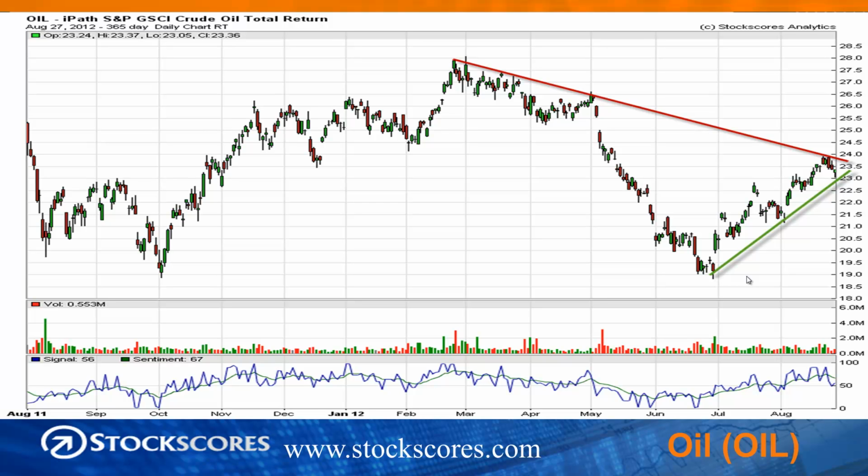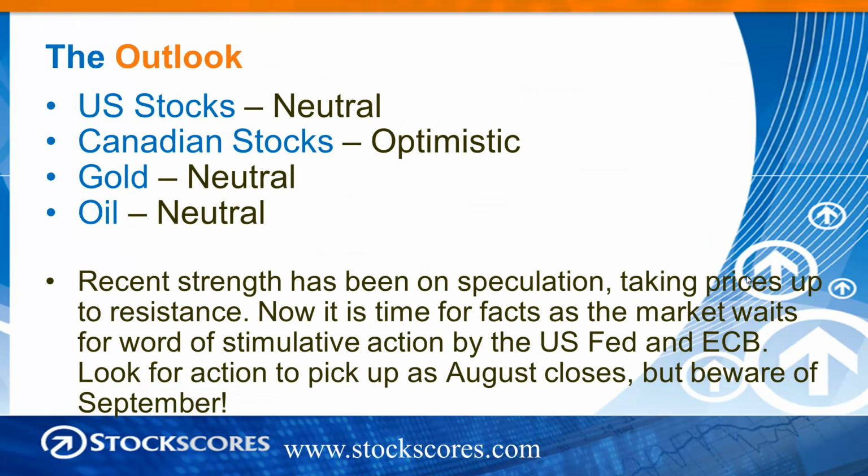We've been regressing back up to the downward trend line, which we hit last week, and that is resistance for the market, and I expect that we're going to need some solid economic numbers, perhaps weakness in the US dollar, for this market to break that downward trend line. So I am neutral on US stocks, gold, and oil. I am somewhat optimistic on Canadian stocks. I think that they have lagged the US market and deserve to catch up a little bit, but I wouldn't call it a great looking market right now.